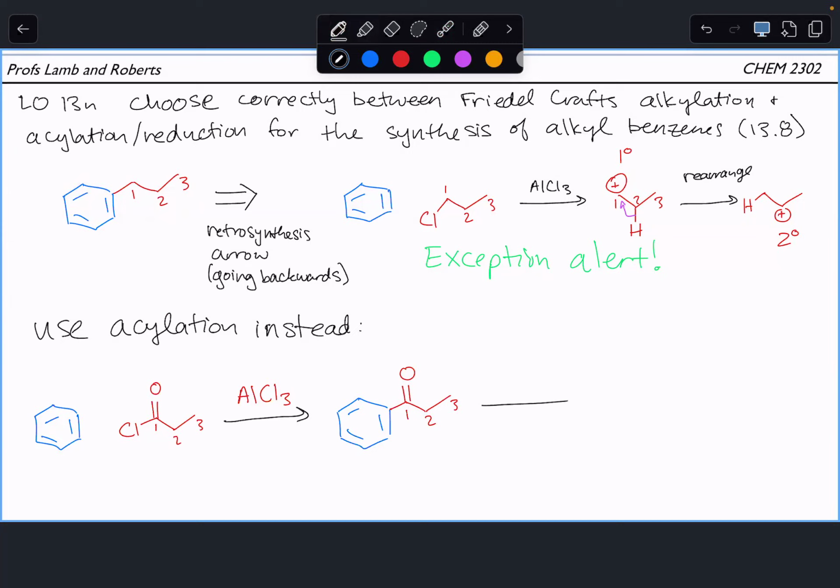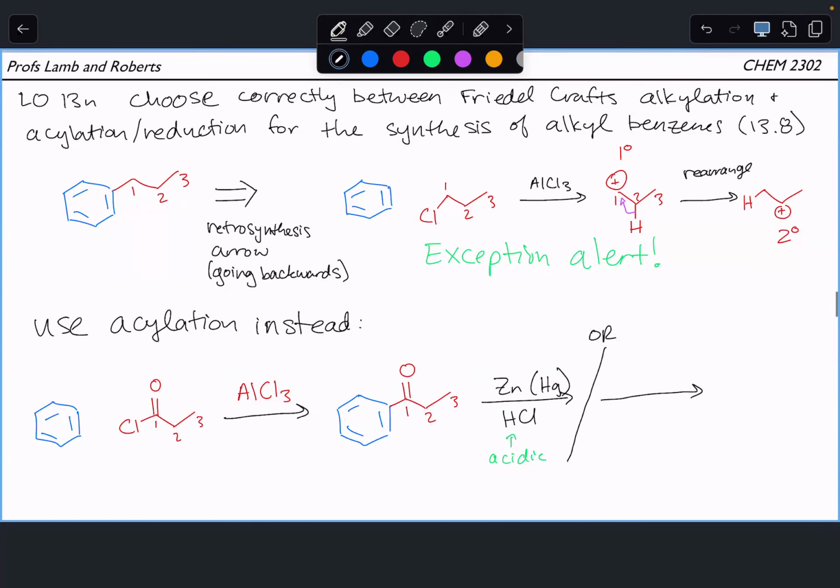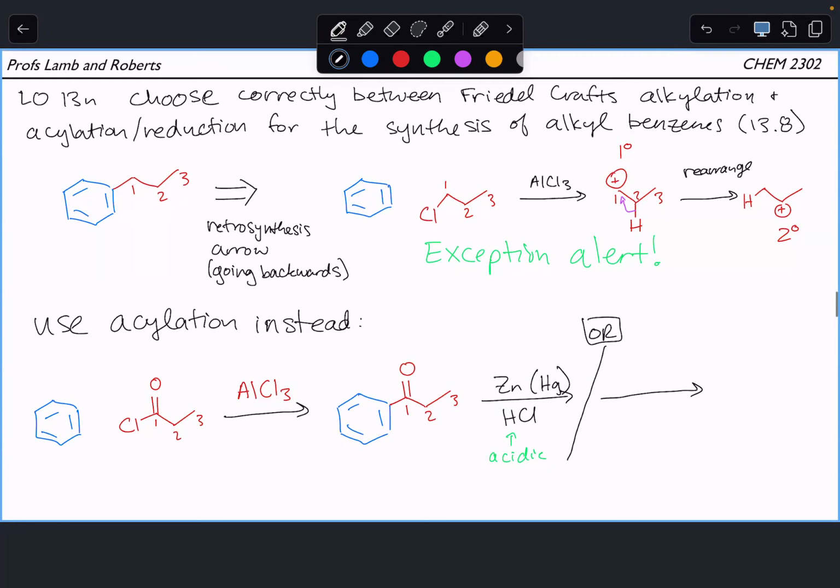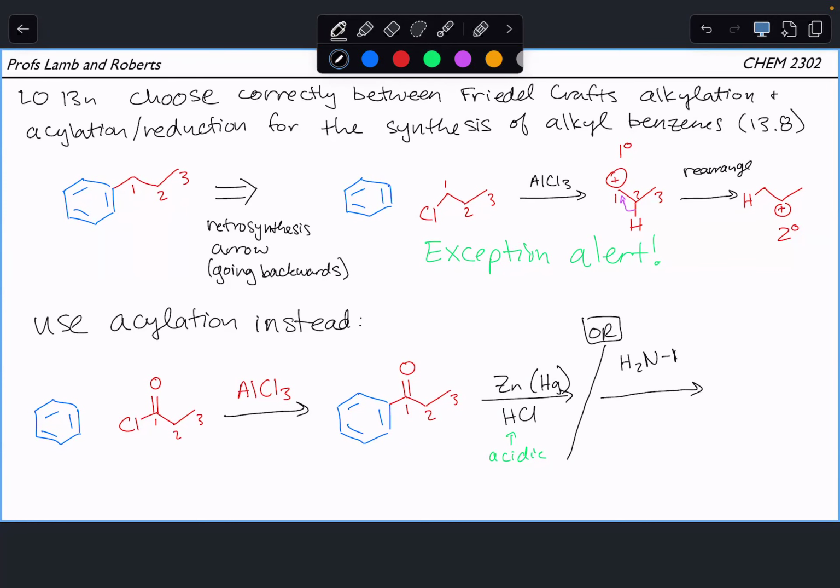And you learned 2 different reductions that you can use. One is the Clemmensen reduction, which is the acidic conditions, right? So if it has HCl in it, that means it's under acidic conditions. Or you can use the Wolff-Kishner reduction, which is under basic conditions. So this KOH right here is a base. So that just means that it's under basic conditions. So you can use either of those.